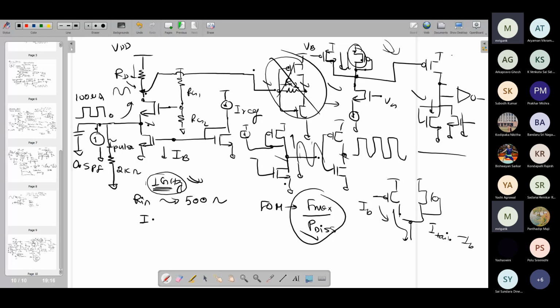Is that clear? So overall, what is it coming to? 100 microampere, you're trying to convert it into almost 1 volt peak to peak at the second stage. So 10 to the power of 4 kind of gain, and that you have to get using these two stages. So you can figure out how much.